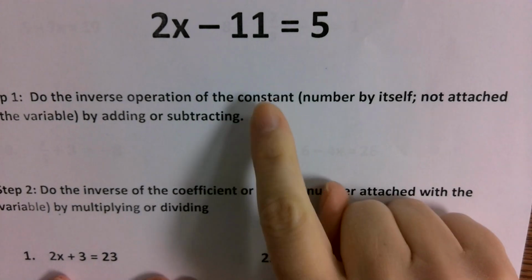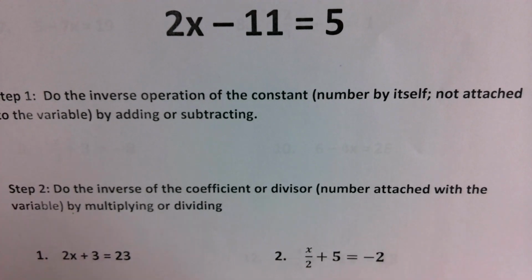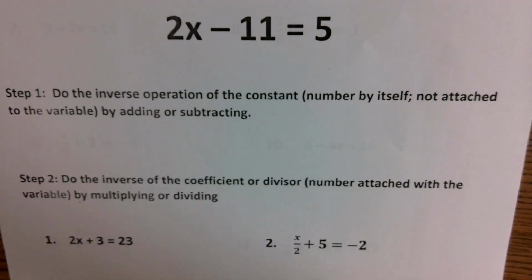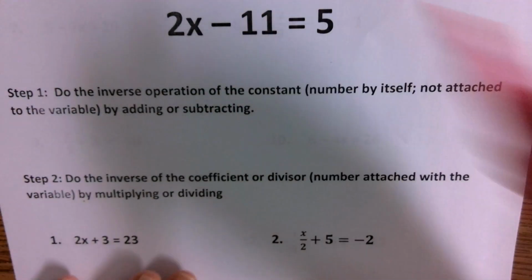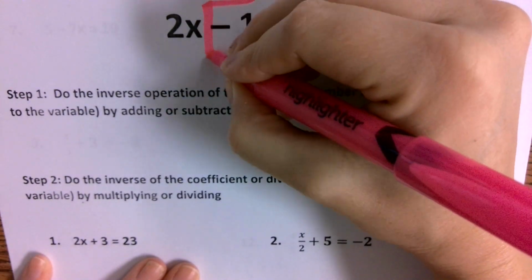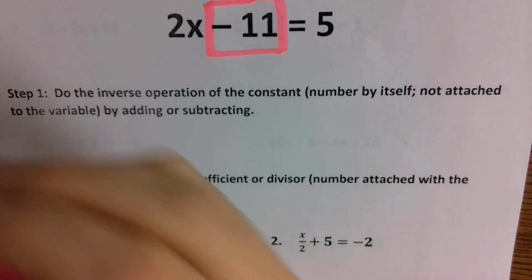Okay, and remember the constant is the number that is held by itself. It's the number that is added or subtracted in an equation or in an expression. It doesn't have any kind of attachment to the variable whatsoever. It's an individual term by itself. And again, through addition or subtraction. So in this case, this minus 11 would be considered our coefficient, or sorry, our constant.